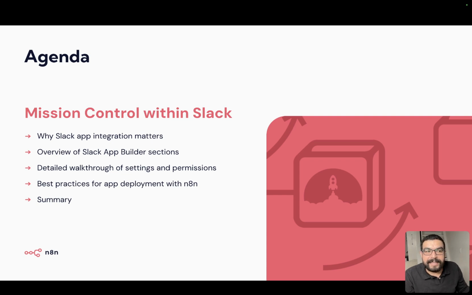In today's episode, we're going to be talking about mission control again within Slack, and why Slack app integration matters. We're going to be doing an overview of the Slack app builder sections, and a detailed walkthrough of settings and permissions across a few different demos of different workflows that I have that demonstrate the functionality within Slack, some best practices for app deployment within N8n, and we're going to summarize at the end.